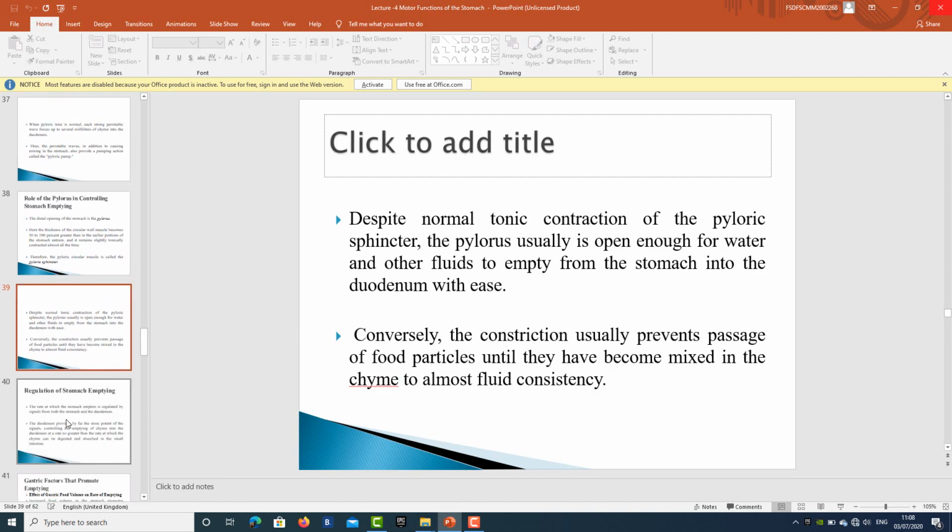Despite the normal tonic contraction of the pyloric sphincter, the pylorus usually is open enough for water and other fluids to empty from the stomach into the duodenum with ease. Conversely, the constriction usually prevents passage of food particles until they have become mixed in the chyme to almost fluid consistency.